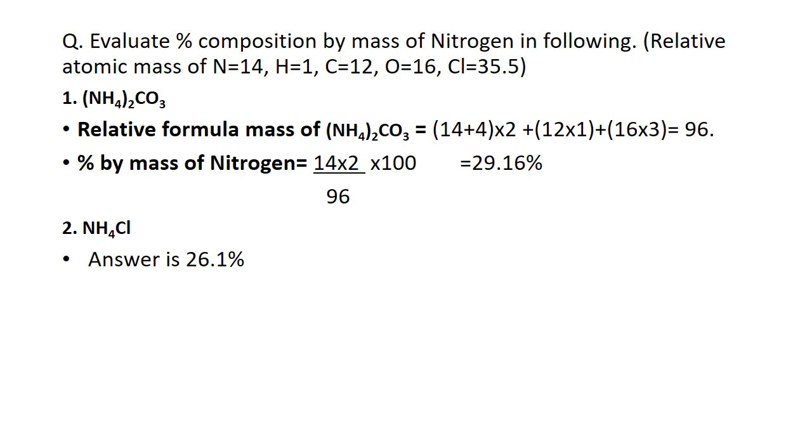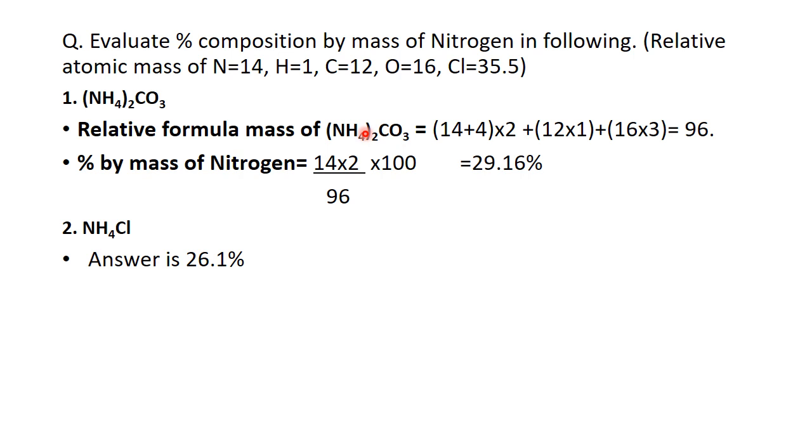Okay students, we have another question: you have to evaluate the percent composition by mass of nitrogen in the following compounds. The relative atomic masses are given already: nitrogen 14, hydrogen 1, carbon 12, oxygen 16, and chlorine 35.5. We have 2 compounds: ammonium carbonate and ammonium chloride. In both compounds we have to find the percent by mass of nitrogen. First of all we will solve ammonium carbonate.